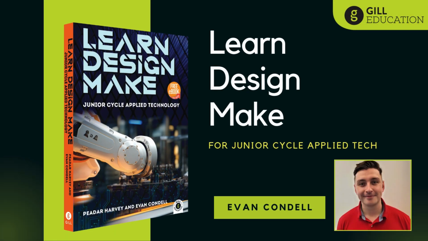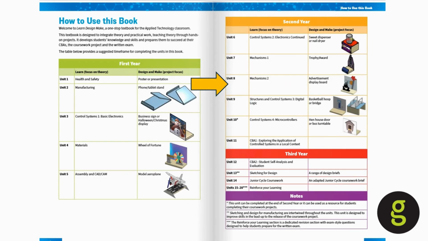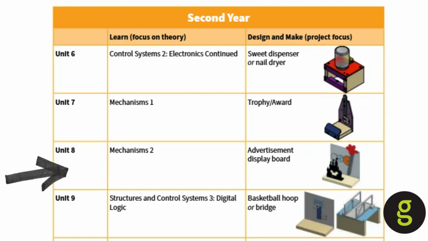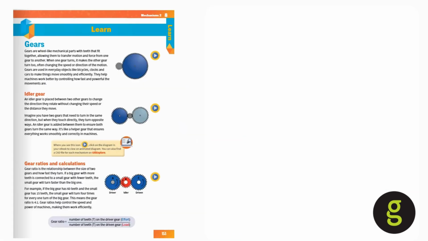Hi everyone, my name is Evan Condell and I'm one of the co-authors of Learn Design Make for Junior Cycle Applied Technology. So in this video, I'm just going to give you some insights into Unit 8, which is Mechanisms 2, which focuses primarily on gears and pulleys. And then in the Design and Make section of it, we look at an advertisement display board.